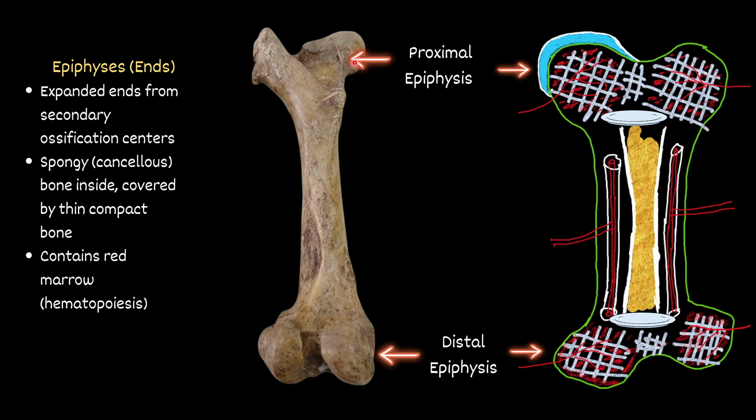Epiphysis. Now the ends are called epiphysis. So this one is called the proximal epiphysis, and this one is called the distal epiphysis. And here you will find the spongy bone, trabeculae and red bone marrow. They contain red bone marrow.